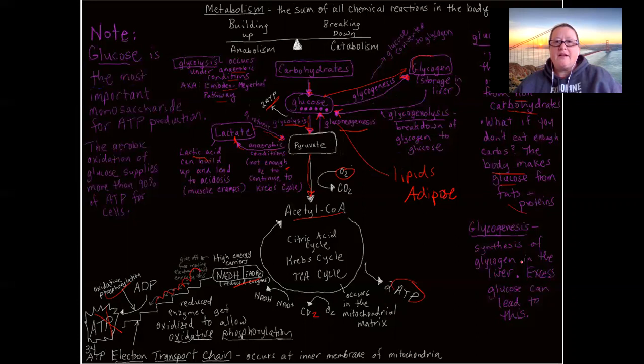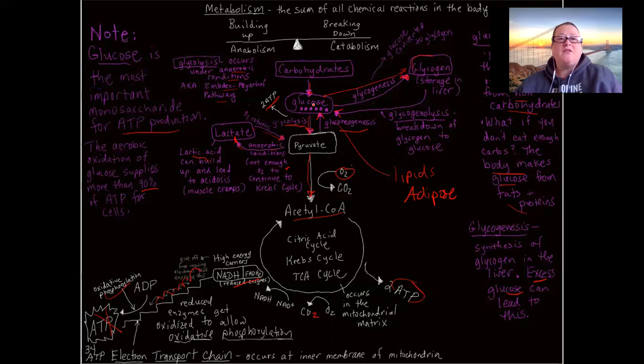The definition for glycogenesis, the synthesis of glycogen in the liver, excess glucose can lead to this. This is that glycogenesis formation. And this is just a couple of notes here. Glucose is the most important monosaccharide for ATP production. And the aerobic oxidation of glucose supplies more than 90% of ATP for our cells. Glucose is the primary energy source for our cells. Glucose is the preferred energy fuel for our brains.